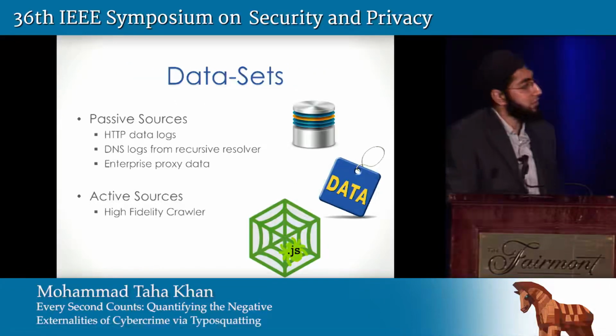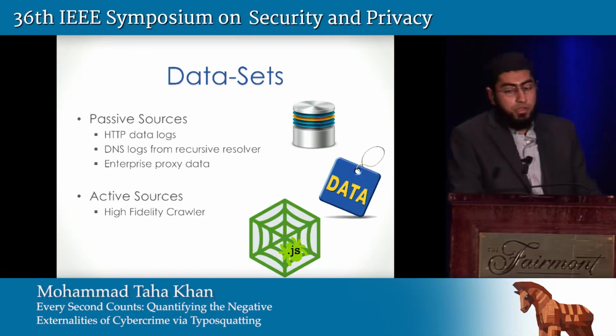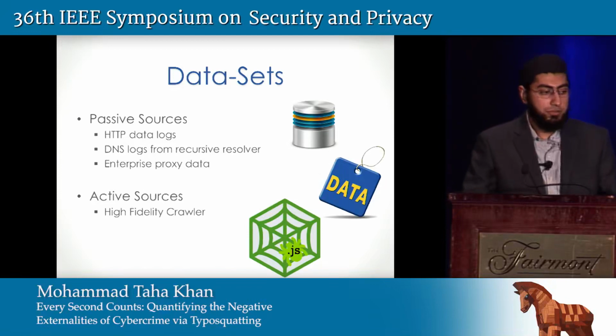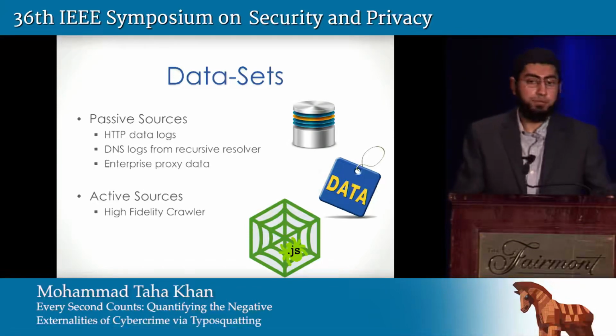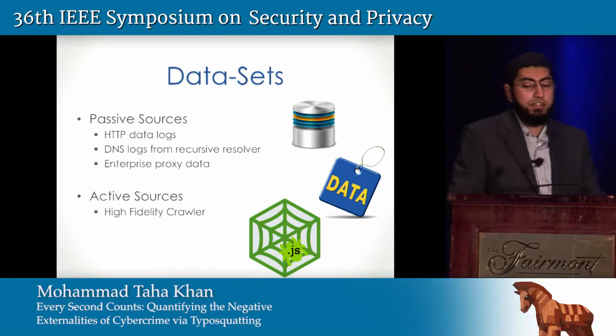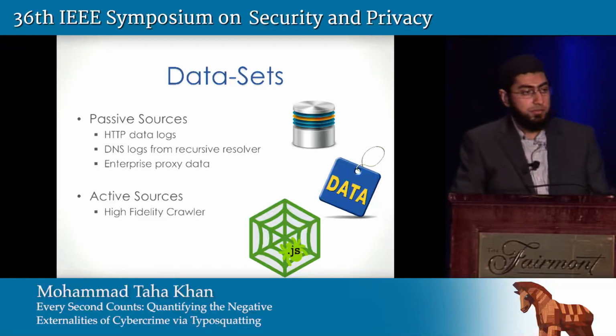Let's look at the datasets to develop some context. We have three main passive data sources: HTTP data logs from a university network, DNS logs between the recursive resolver and the internet from that same network, and proxy data from an enterprise solution. For active sources, we use a high fidelity crawler to observe redirects for all the prospective typo domains, and this is one of our active forms of data collection during this research.